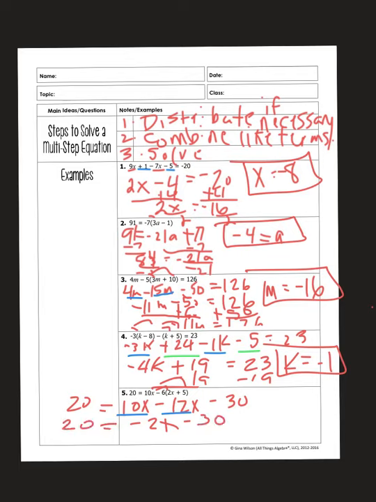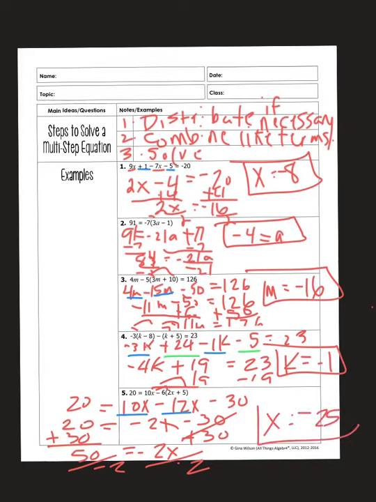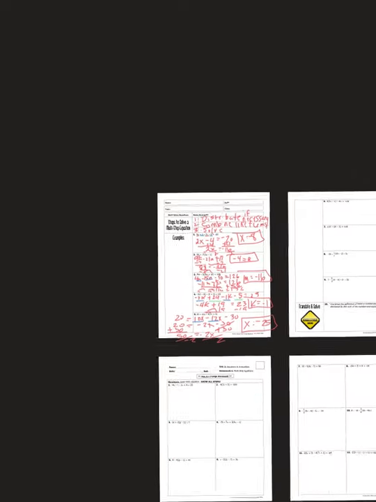Add 30 to both sides. 50 equals -2x. Divide by -2. And x equals -25. All right, next page.